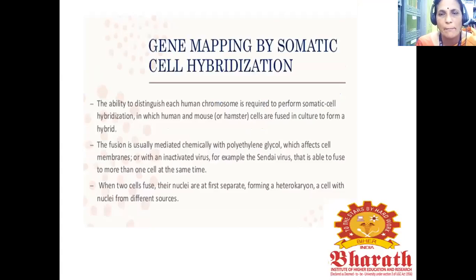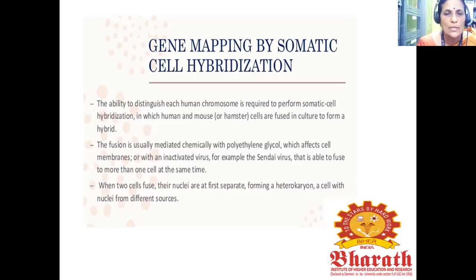Next, gene mapping by somatic cell hybridization. The ability to distinguish each human chromosome is required to perform somatic cell hybridization, in which human and mouse or hamster cells are fused in culture to form a hybrid. The fusion is usually mediated chemically with polyethylene glycol, which affects the cell membrane, or with an inactivated virus, for example, the Sendai virus. This is able to fuse more than one cell at the same time.